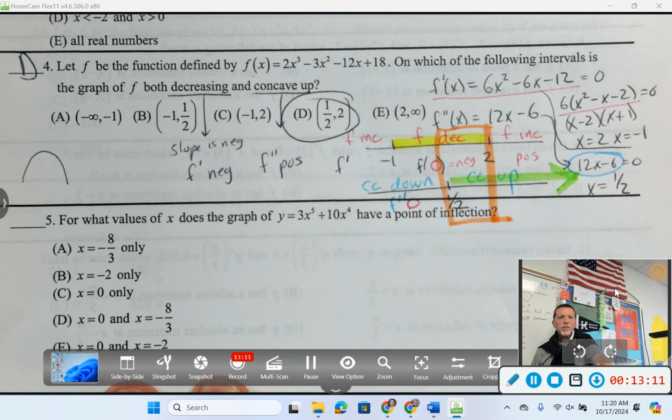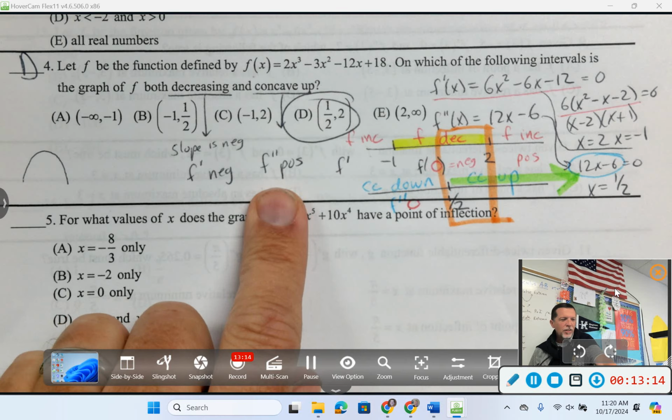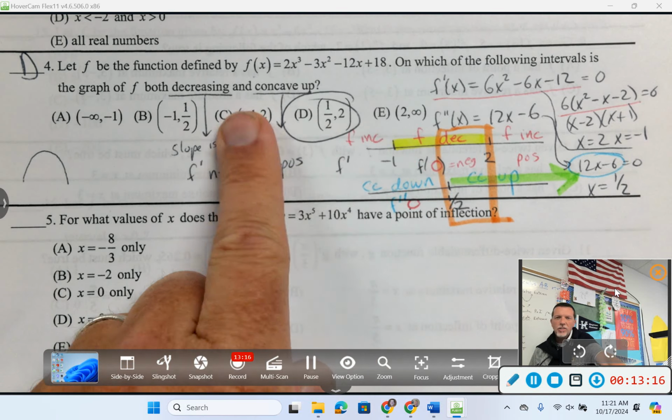First derivative tells you increasing, decreasing. Second derivative tells you concave up, concave down. And then just answer the right question.